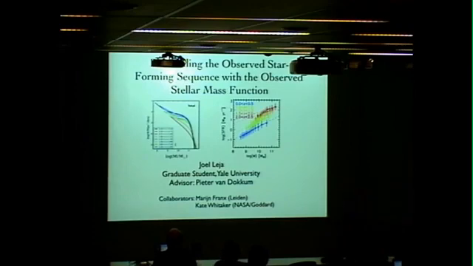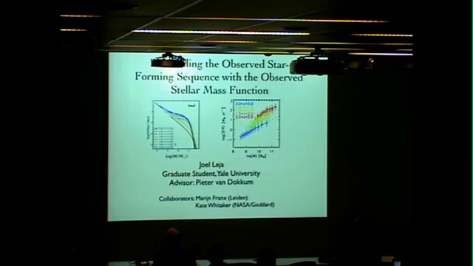My name is Joel Leja. I'm a grad student at Yale University. My advisor is Peter Van Dokkum, and I've done this work in collaboration with Marijn Franx at Leiden and Katherine Whitaker at NASA Goddard. And yeah, I'm going to talk about how to reconcile the evolution of the stellar mass function with the observed star-forming sequence.